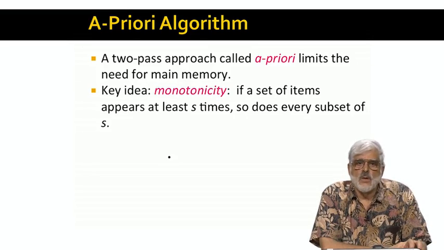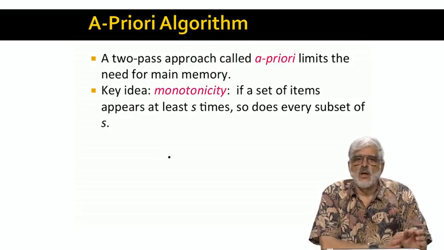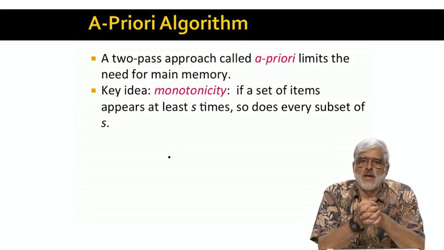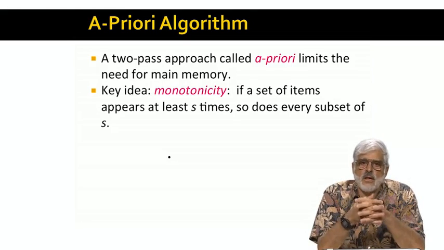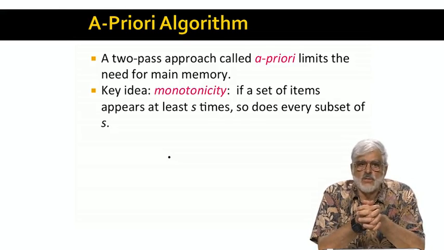The monotonicity property, which a priori exploits, says that if a set of items appears in at least S baskets, then so does each of its subsets. That should be obvious, since there are S baskets that contain all members of the set, and so surely these S baskets also contain any of its subsets. And there may be more baskets that contain the subset but not the full set.